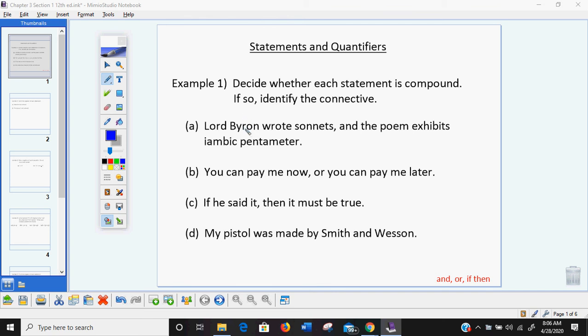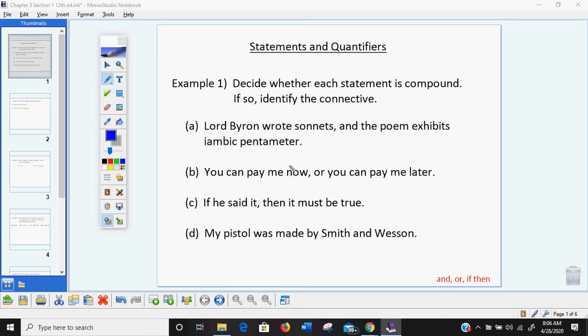In this chapter, we're going to look at statements and quantifiers. So it says decide whether each statement is compound. If so, identify the connective. So first of all, let's talk about what compound is. It means you have a sentence that has two different parts, okay? There are words that give you a clue to that.